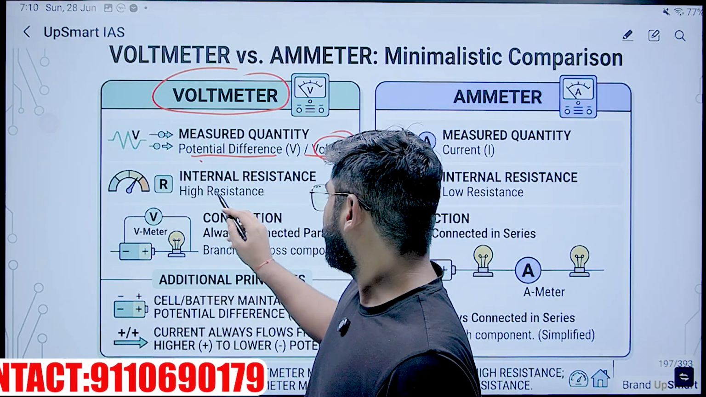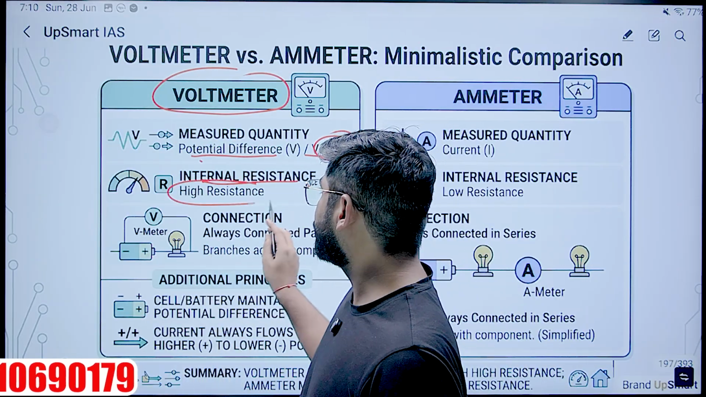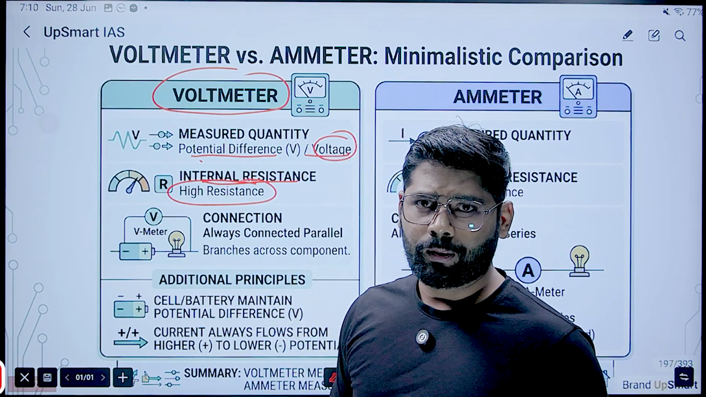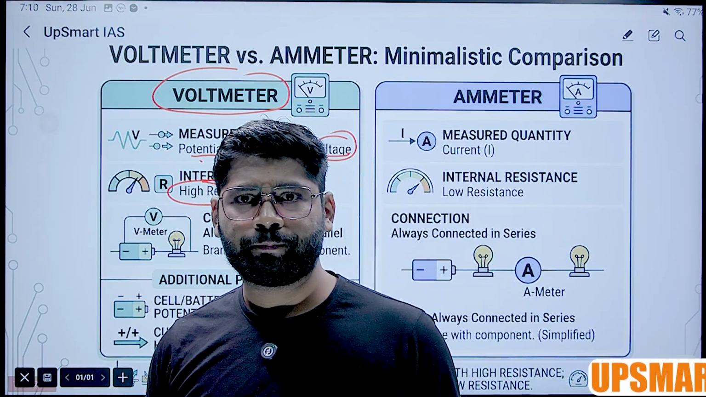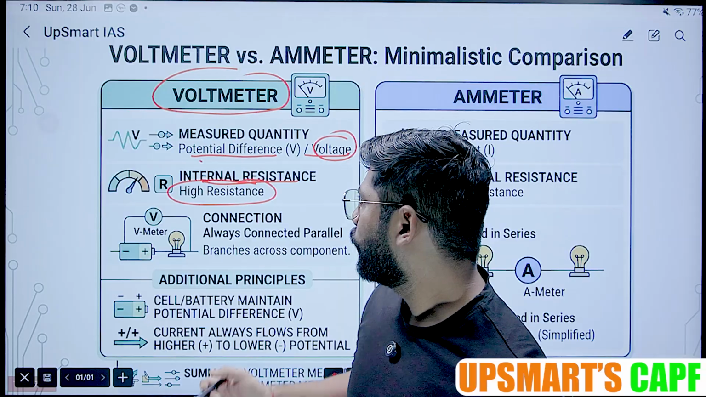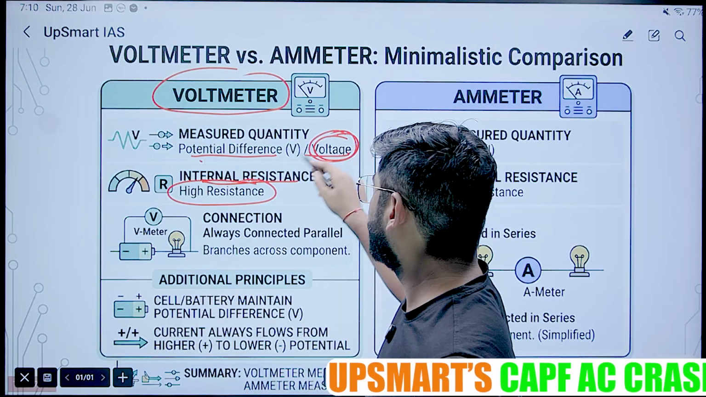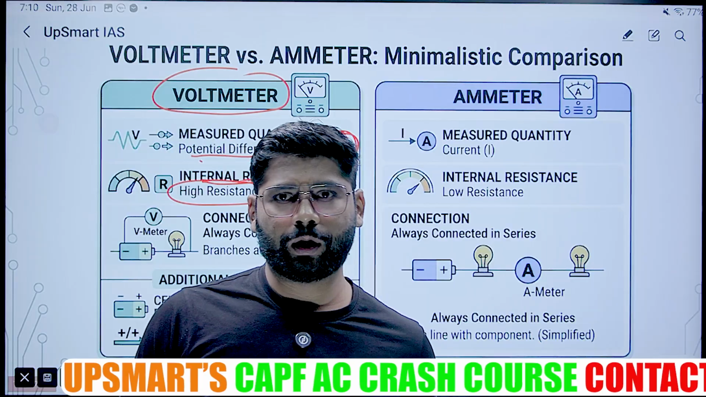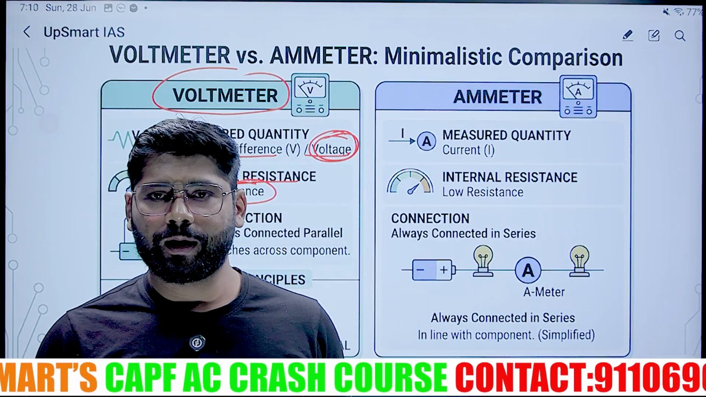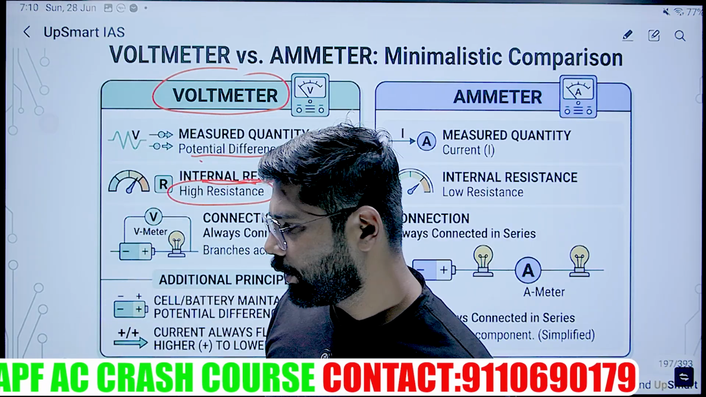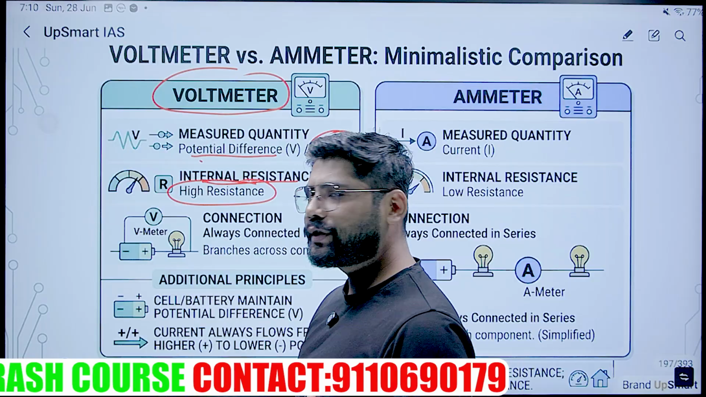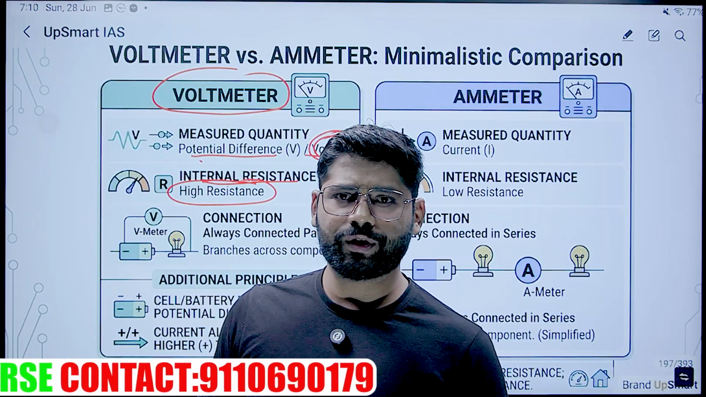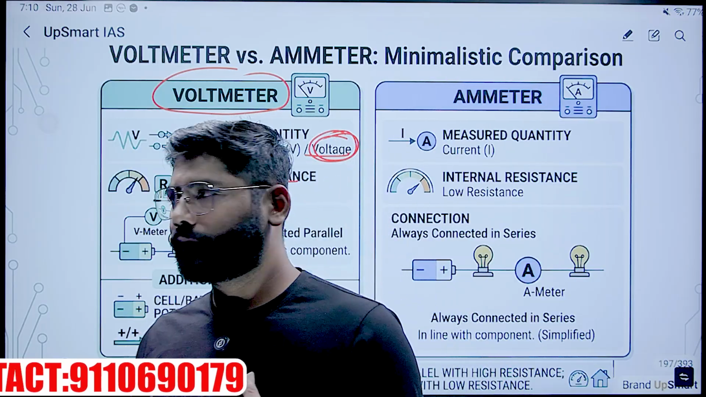Its internal resistance will be high. So in a voltmeter the resistance will be high. Why will the resistance be high? Because it is measuring the voltage, the amount of pressure or force that the voltmeter measures. Now, high resistance means what? It is resisting.